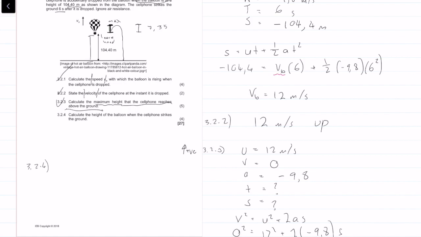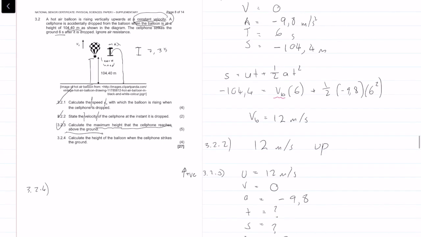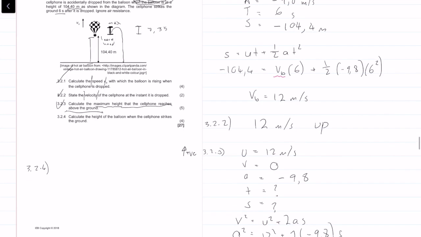Question 3.2.4. Calculate the height of the balloon when the cell phone strikes the ground. What we do know about this hot air balloon is that it is traveling at a constant velocity. This tells us that the velocity is equal to the displacement over the time. VB, the velocity of the balloon, which is constant, is 12, equal to S over the time taken for it to hit the ground, which is 6. So S is equal to 72 meters.